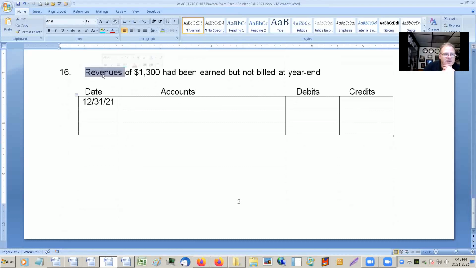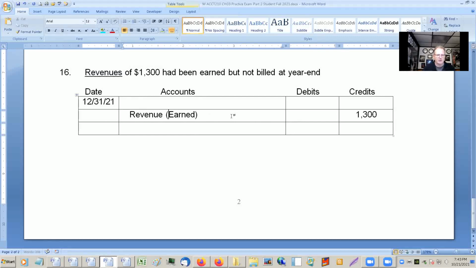Revenues of 1,300 is earned but not billed at the end of the year. Okay, I'm not going to insult your intelligence to say whether we have a revenue or an expense here. We have a revenue, obviously. Revenue is always a credit. So we know this right from the start. And again, you can say it's earned. That's fine.